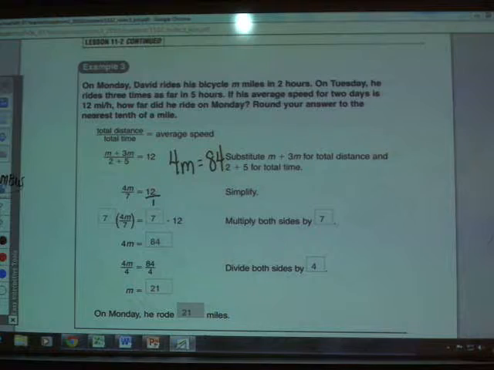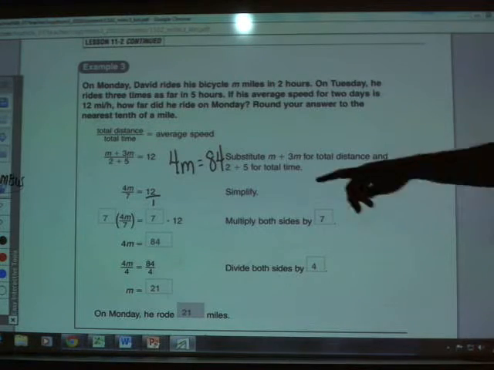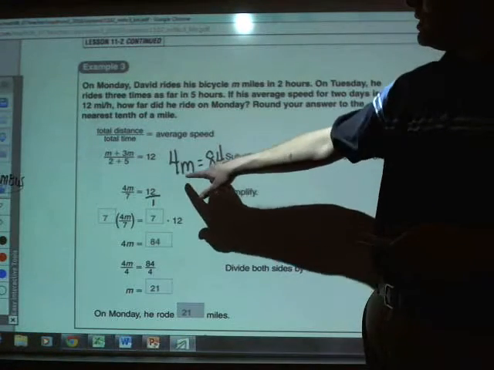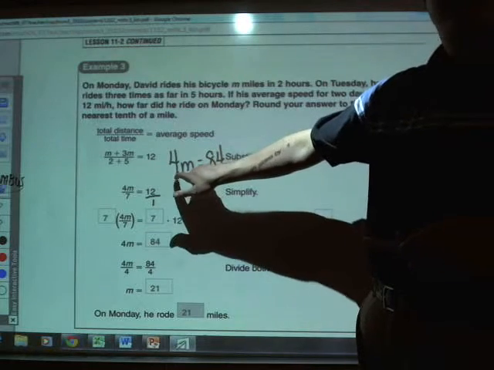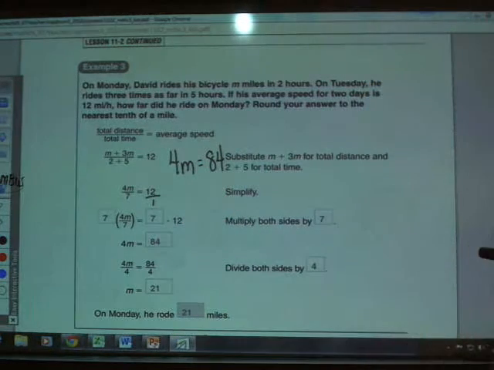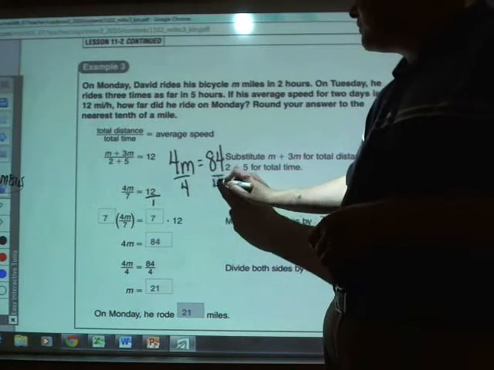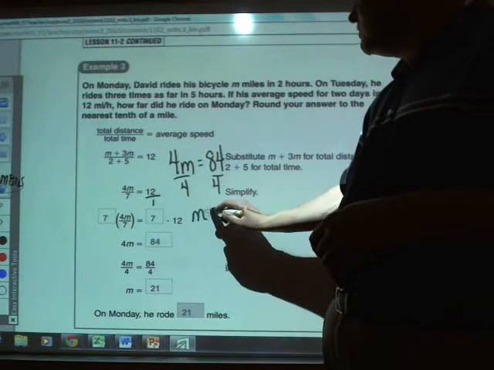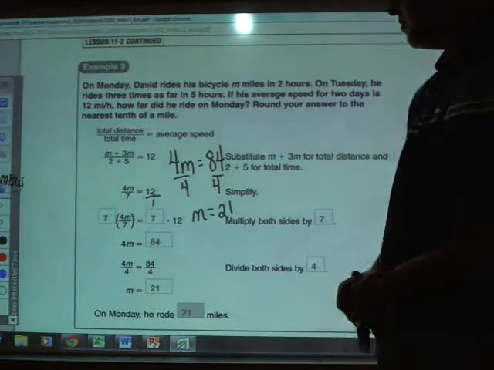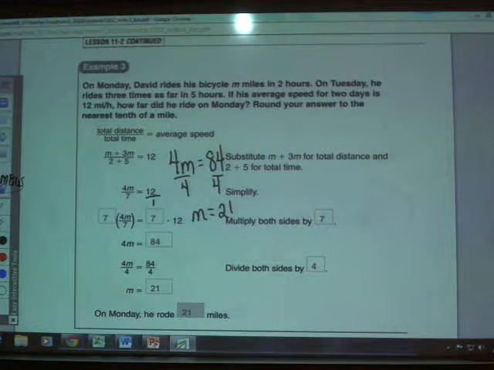All right, so we finished 4m equals 84. Well, we're going to keep that variable on the left and numbers on the right, so we know we've got to move the 4 here. Since this is a multiplication equation, we're going to move 4 by dividing. I'm going to go ahead and divide both sides by 4 here. And when I take 84 and divide by 4, I end up with 21. So on Monday, he must have ridden 21 miles.